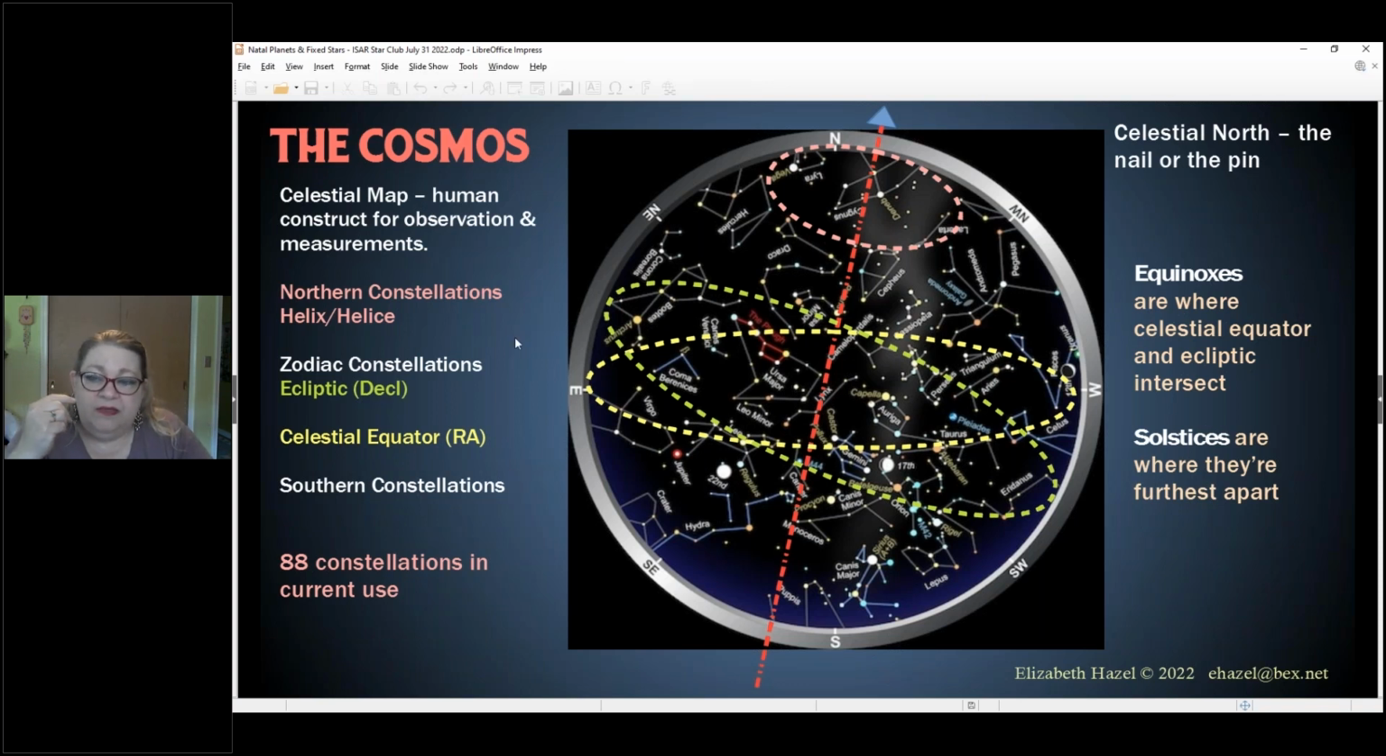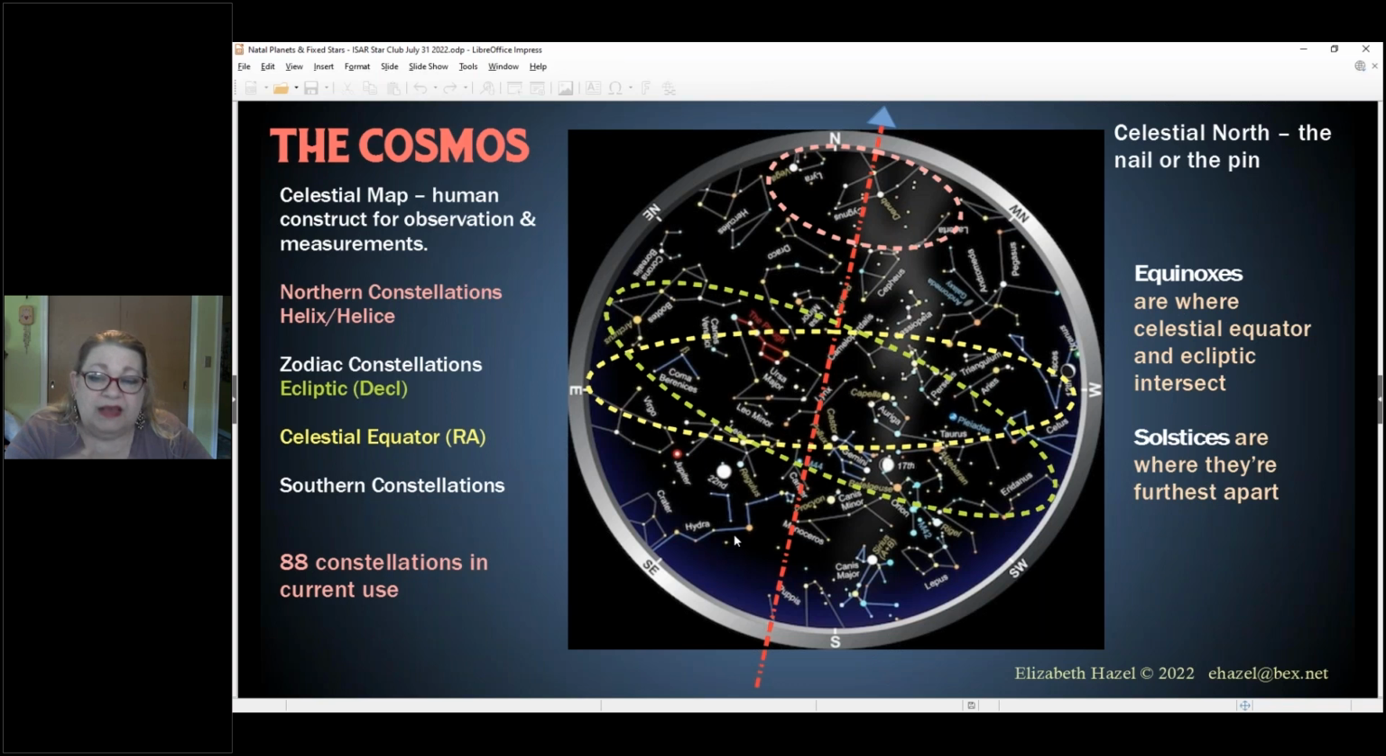And then the green line is the declination, it's the ecliptic. And that is where you get your zodiac constellations. The yellow line is the celestial equator, where you get right ascension. So you measure declination from the ecliptic, you measure right ascension from the celestial equator. And then there are southern constellations at the bottom.